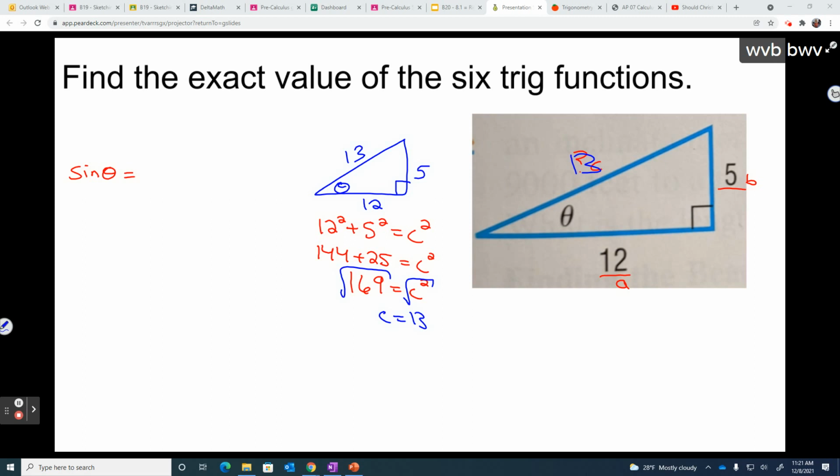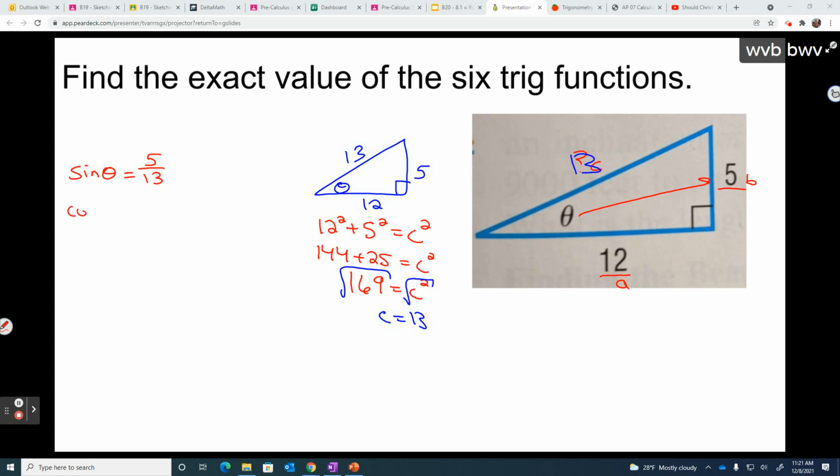It won't always be a perfect square. We'll see some where we don't get a perfect square. So now we can go ahead and do it though. Sine is opposite over hypotenuse, so the opposite side is 5, opposite of the angle. Hypotenuse is 13. So we just write it as 5 over 13, and that's it. It's the simplest form of that fraction, 5 over 13.